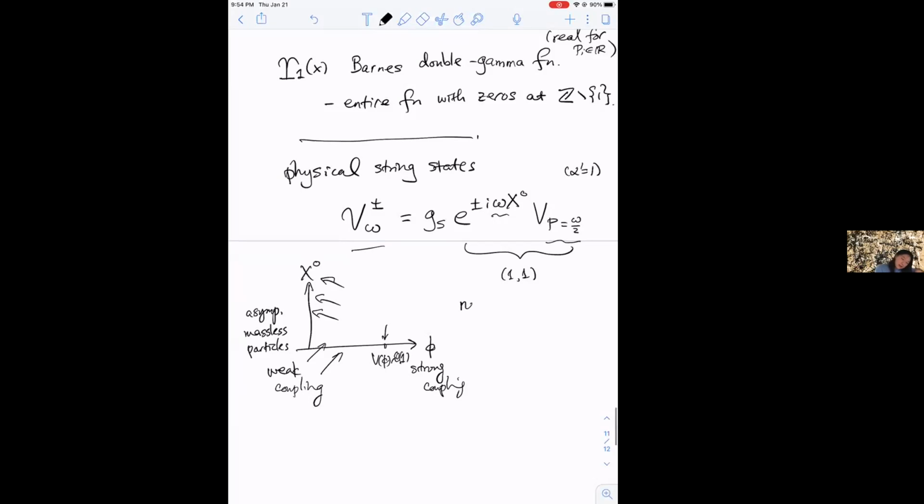Note that if I write the one-particle state associated with this vertex operator, it turns out that the normalization is slightly non-standard. It goes like omega times a delta function in the energy omega. This is not obvious from what I've written so far, but it can be verified if you look at scattering amplitudes. I'll come to that in a moment.